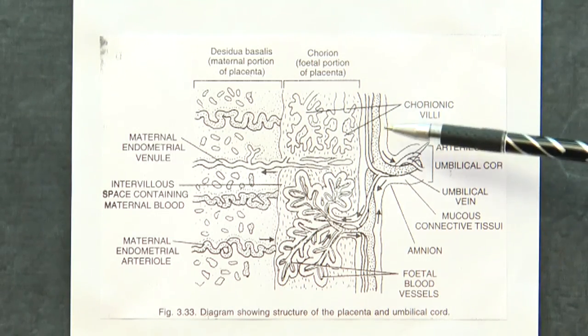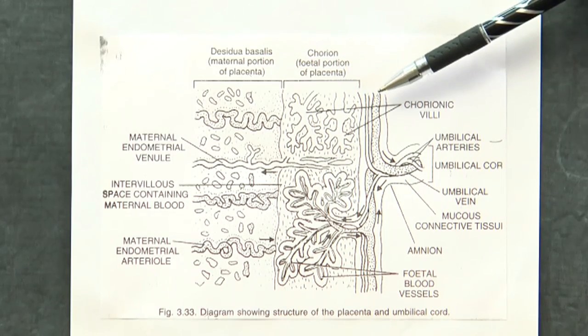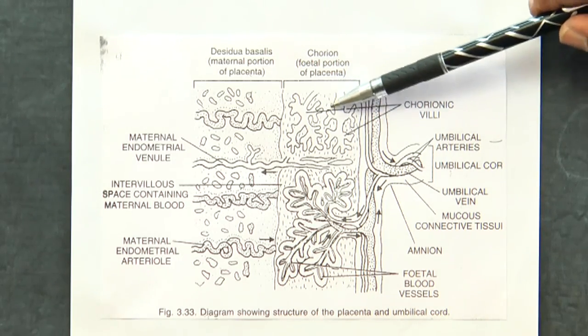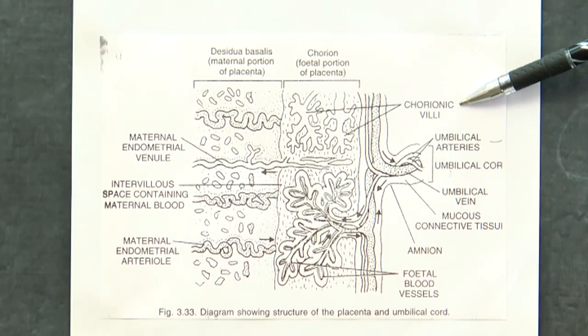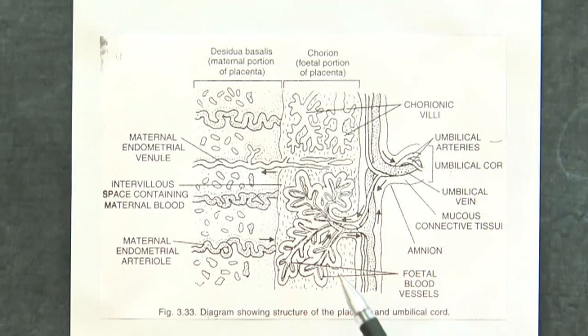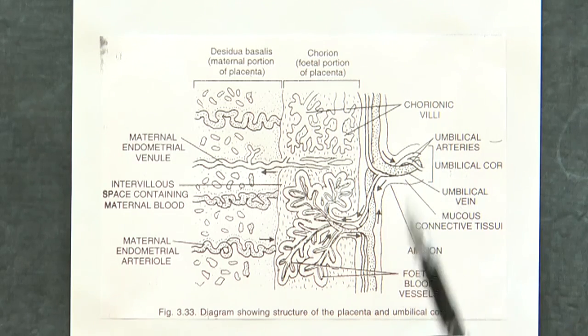Coming to the fetal part, that is the chorion. Here you can see the finger-like projections which are penetrating inside, which are called the chorionic villi. And this is the fetal blood vessel. You can see the arrows indicating the direction of the flow of blood. So from the maternal blood, the nutrients and other things are taken by the fetal blood vessels and carried through the umbilical cord, through the umbilical arteries.